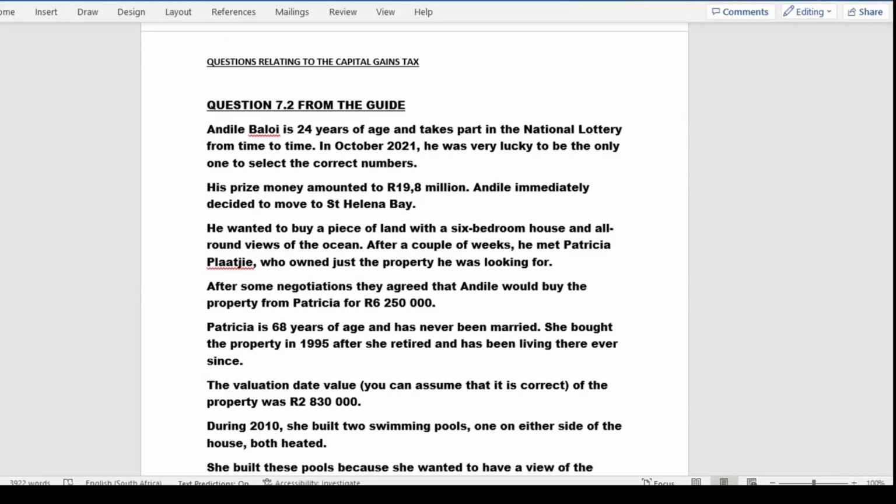Any questions? Any questions regarding the CGT? No questions. Ogezo? No questions. Anzani? No questions. All right, so that gives me the power to actually continue.